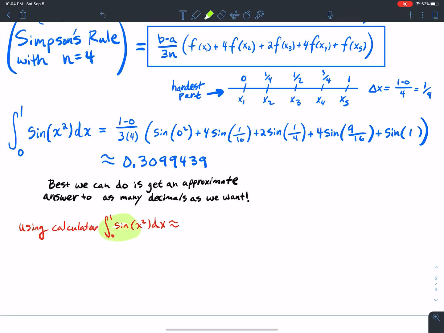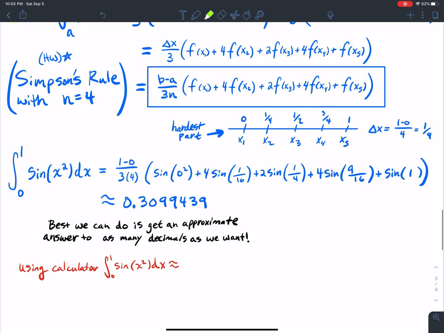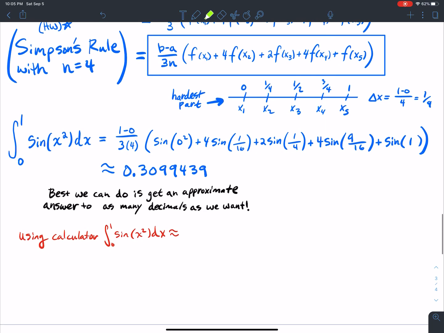Okay? The best we can do is get an approximate answer to as many decimals as we want. Using your calculator can get a better estimate of this. It uses higher than n equal to 4. Maybe it uses n equal to 40, right? It wouldn't take too many n's using Simpson's rule. Technically, your calculator, the TI-84, uses a more advanced algorithm that's even more asymptotically approaching the solution than Simpson's rule. So it's even more efficient, but that's beyond the scope of this course.